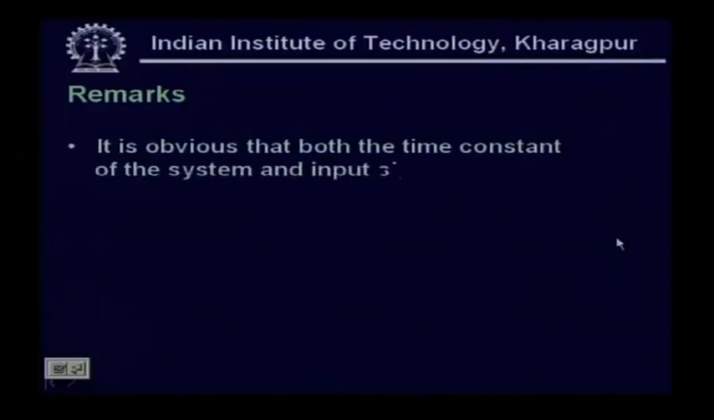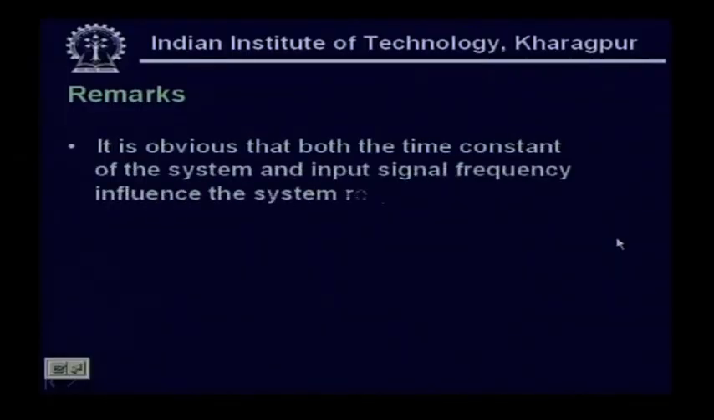Now, remarks will appear like this. It is obvious that both the time constant of the system and the input signal frequency influence the system response. So, the system response will depend on both omega and tau.